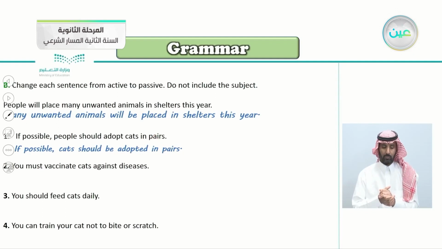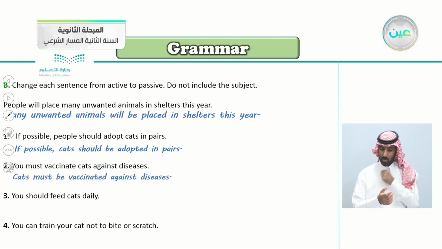Very good. Number two, you must vaccinate cats against diseases. You must vaccinate cats. So the verb is vaccinate, the subject is you, and the object is cats. So very good. We say cats must be vaccinated against diseases.